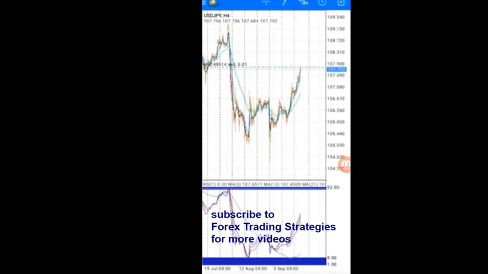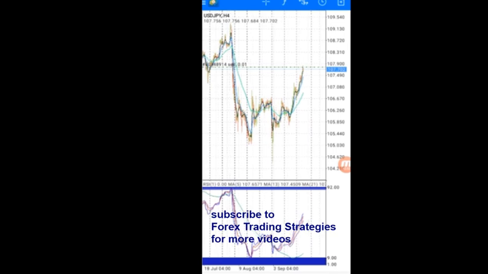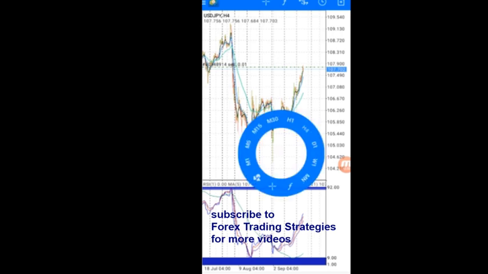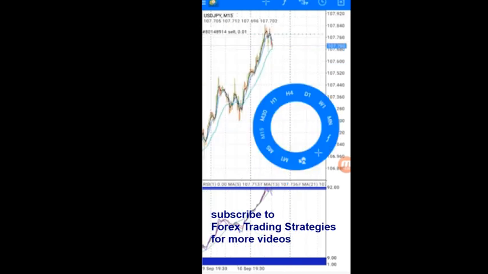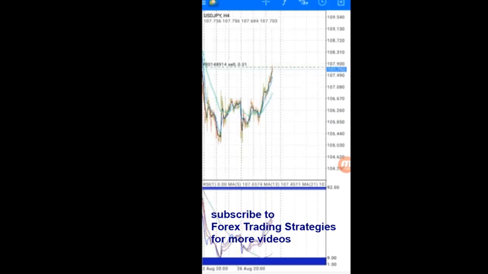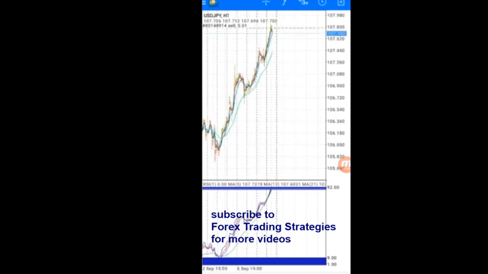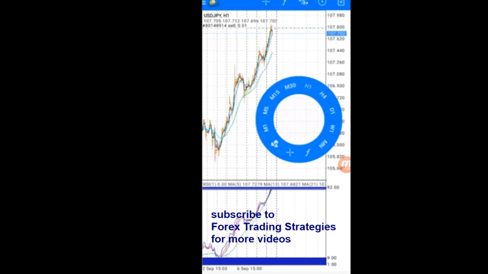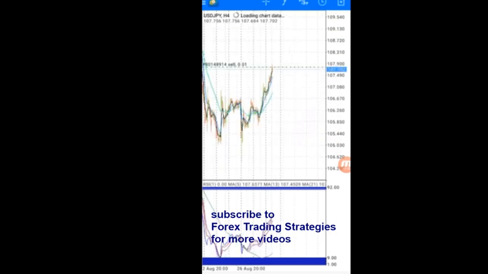Now the market maker came back to retest it. Take note that the 4 hours chart is not overbought. It's not overbought, but the 15-minute chart is overbought, and also the 30-minute chart is overbought, and also the 1 hour chart is overbought, meaning that we will have a little reversal.